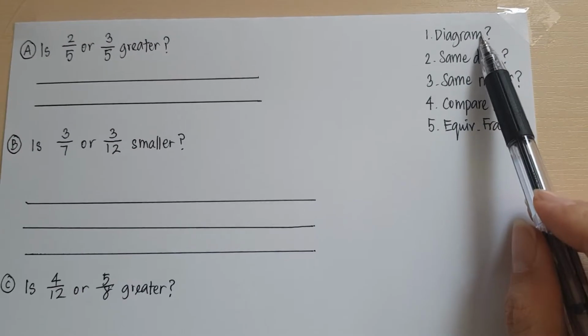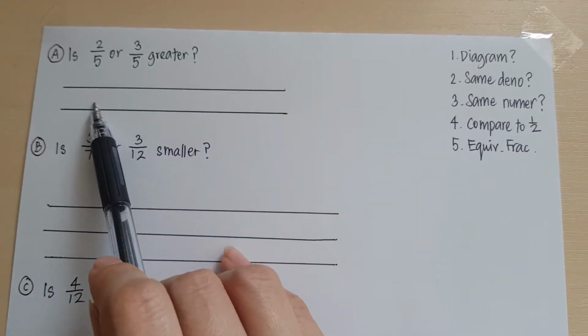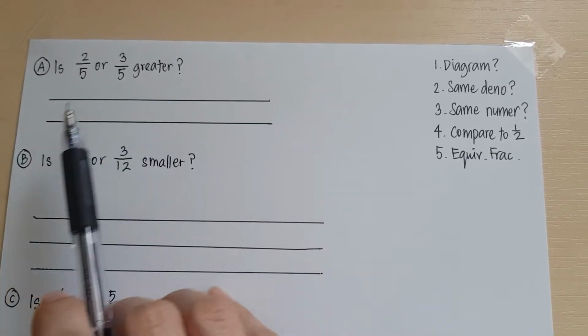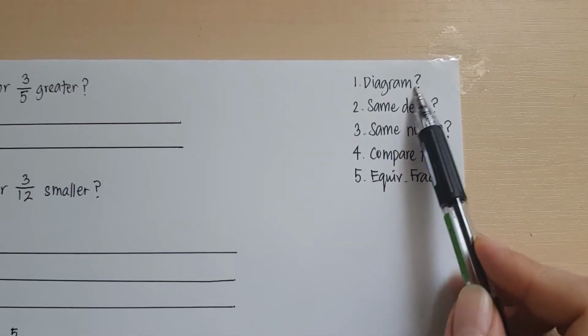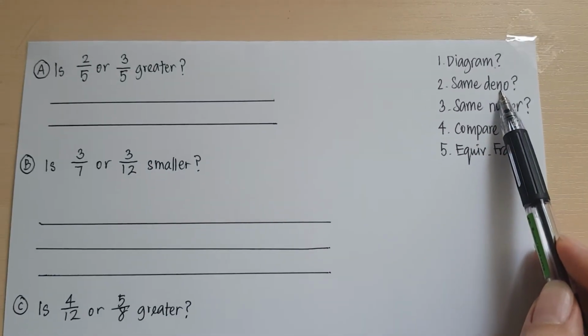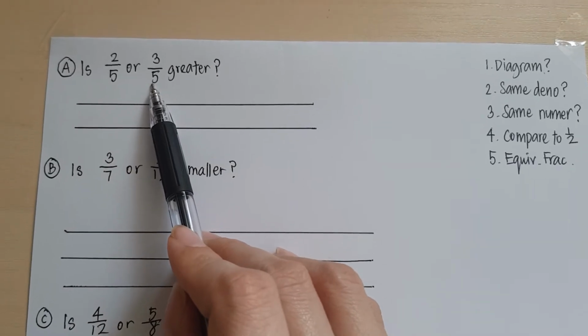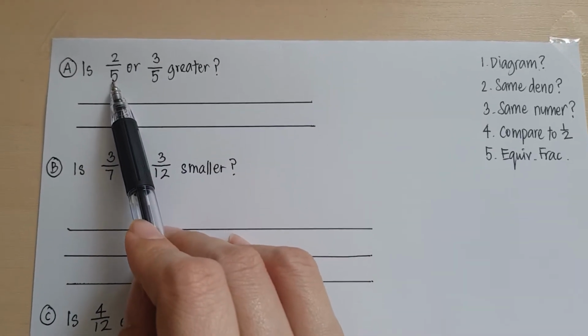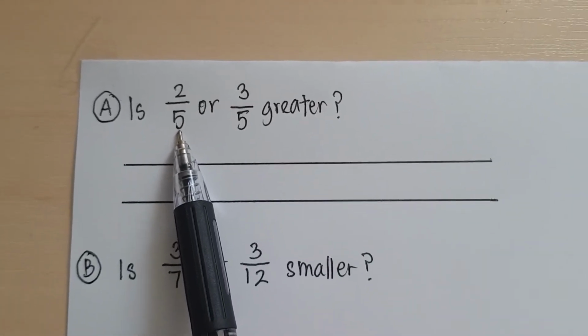Now, the first thing we think to ourselves is, do they give us a diagram? Obviously we do not have a picture of any circles, of any tiles, of anything, so we do not use the first method. There are no diagrams to compare. Next, do they have the same denominator? And we look, yes, they both have the same denominator, meaning that each whole is cut into 5 equal parts. So how do we know which is bigger?